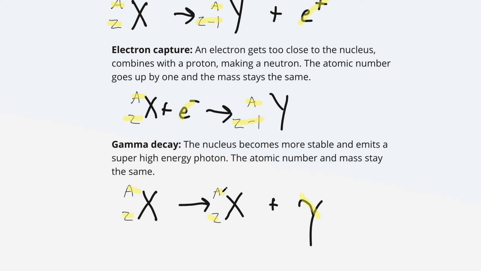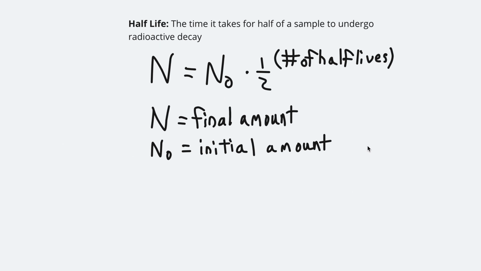And in gamma decay, our number of protons does not change and the number of neutrons does not change. So the atomic number and the atomic mass stay the exact same because the number of protons or neutrons have not changed. The last thing we'll go over is half-lives.